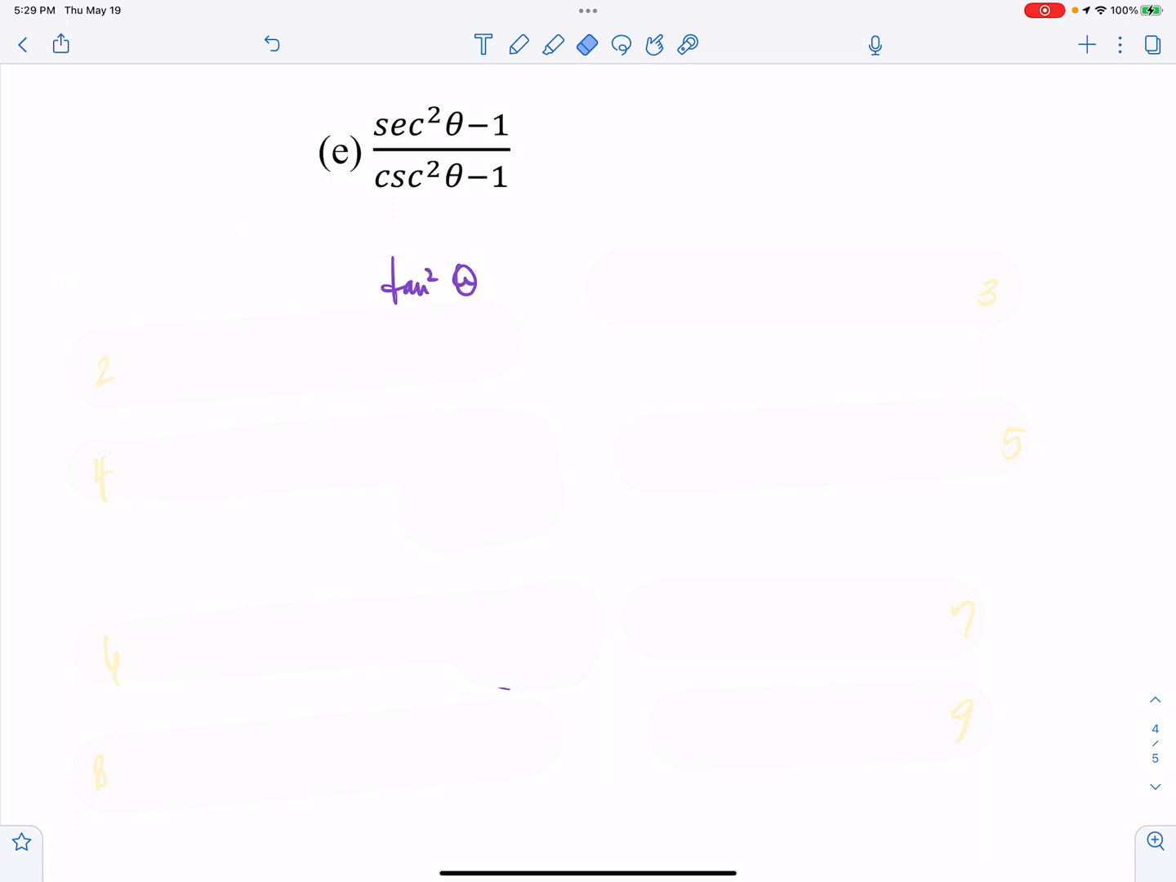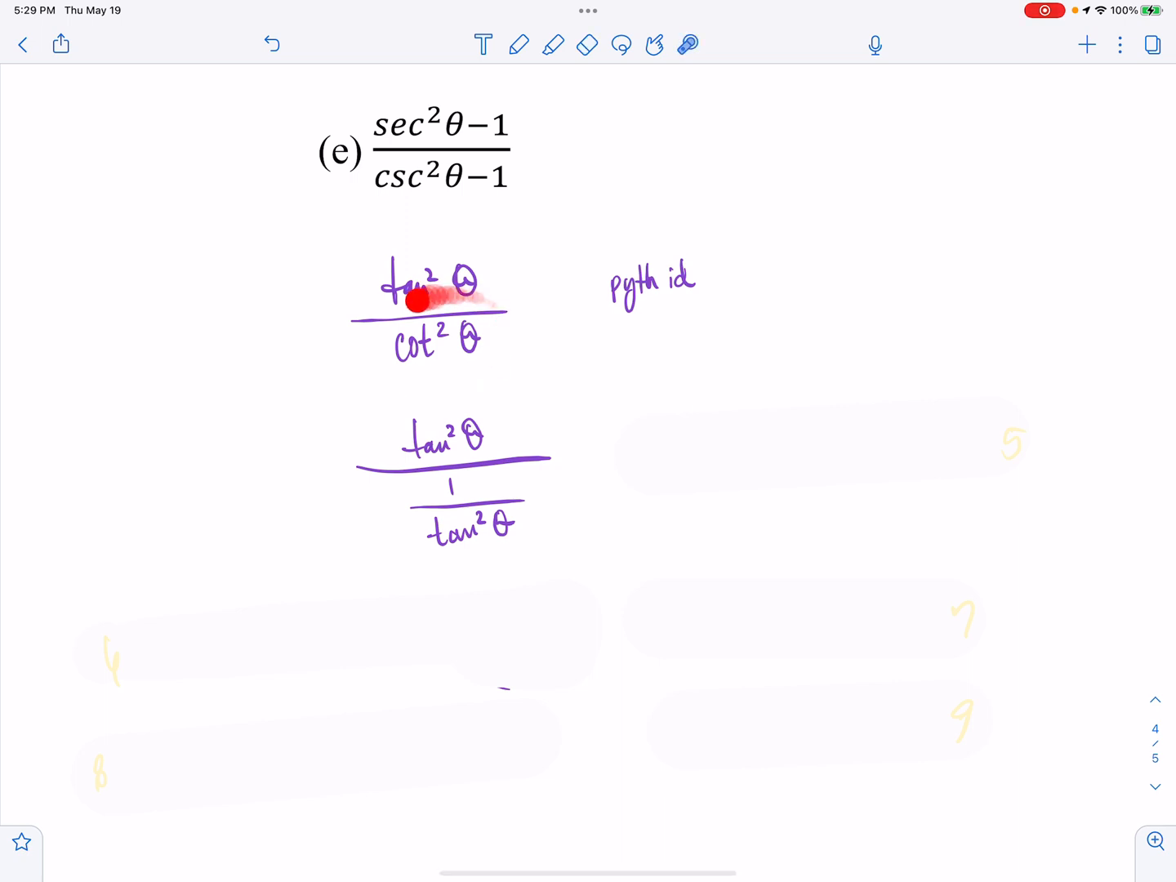Okay, oh good. I used the Pythagorean identity here. Secant squared minus 1 is the same thing as tangent squared, and cosecant squared minus 1 is the same thing as cotangent squared. And then what I decided to do was I turned just the denominator into 1 over tangent squared because they are reciprocals of each other. And so that was done by the reciprocal identity. And then I could divide my fractions by multiplying by the reciprocal.